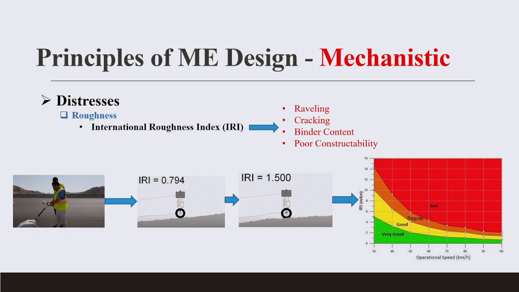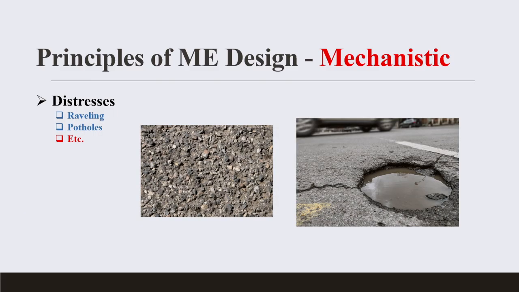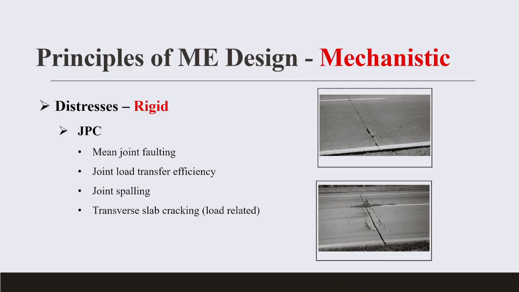So we normally will measure roughness, and the relation between roughness and the condition of the road. He talked about PCI. We can use IRI as a distress indicator. So these are the distresses, whether it's rigid or flexible, the common distresses that MEPDG will predict.